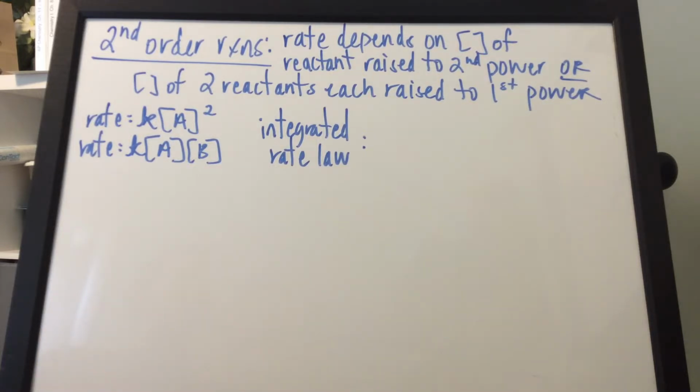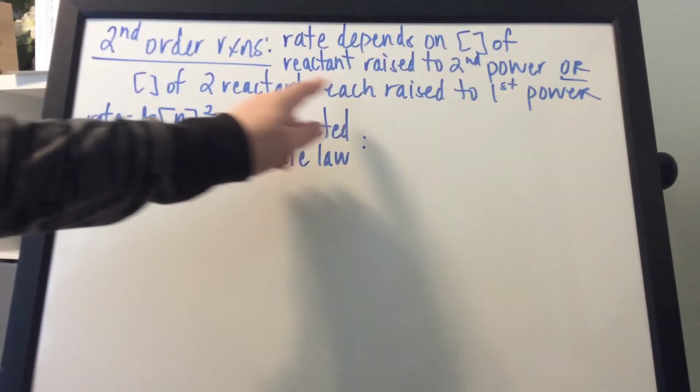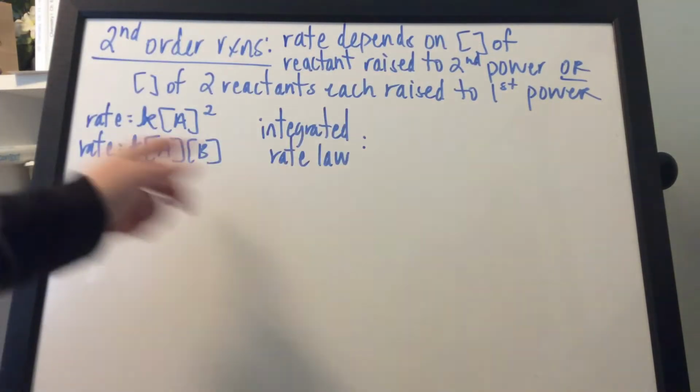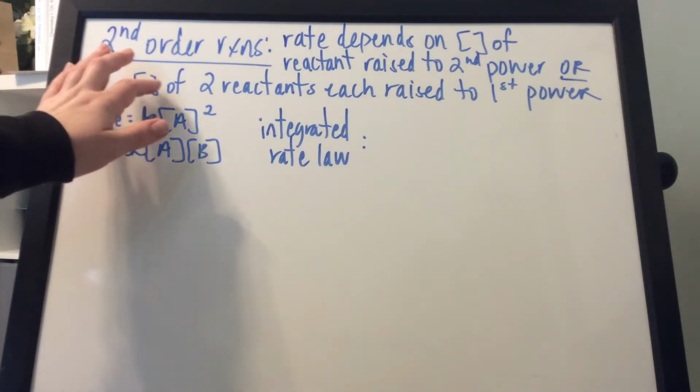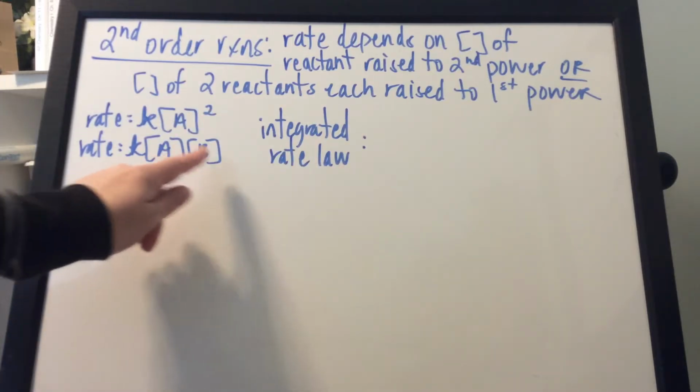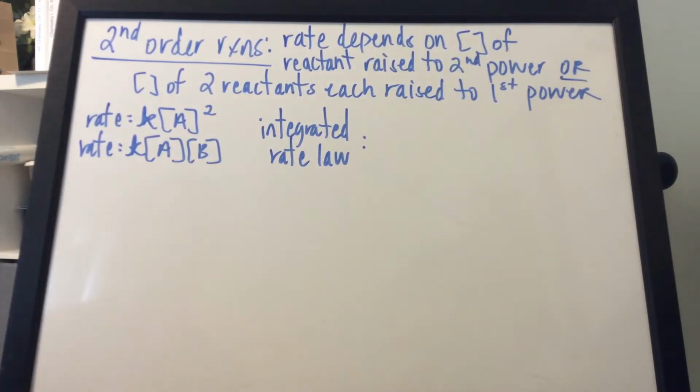Second order reactions, of course, are a situation where the rate depends on the concentration of a reactant raised to the second power, like this example. So one reactant and the order is 2. Or it could be 2 reactants and they're each raised to the first power, right? The overall order in this case would also be second order. So we have 2 situations this time, but regardless, this is a second order reaction. And just like in first order, we can do some calculus and come up with an integrated rate law.